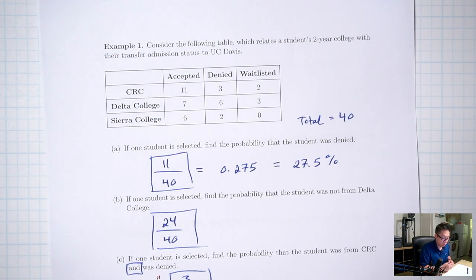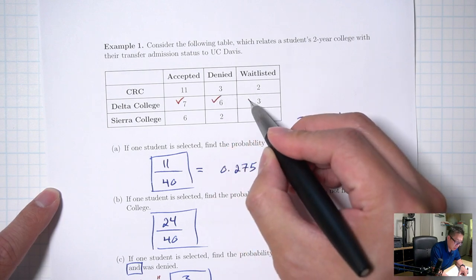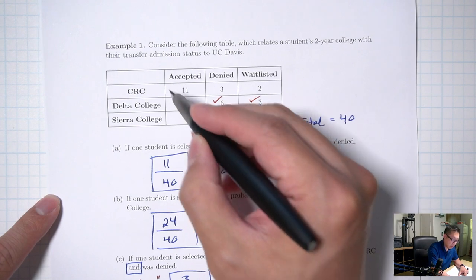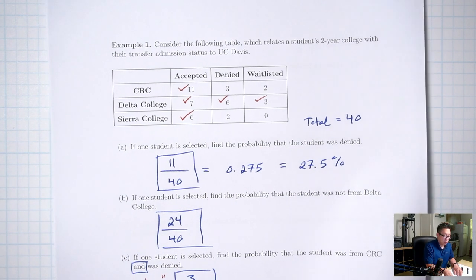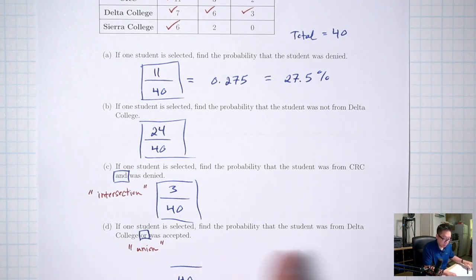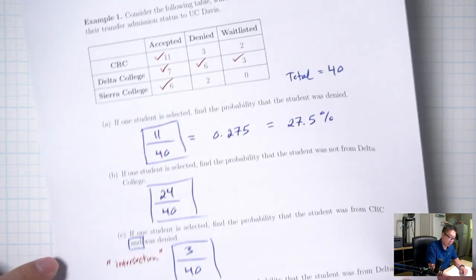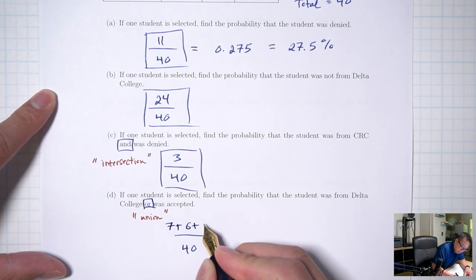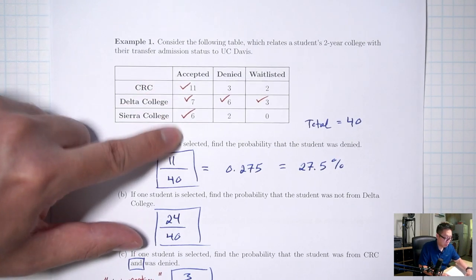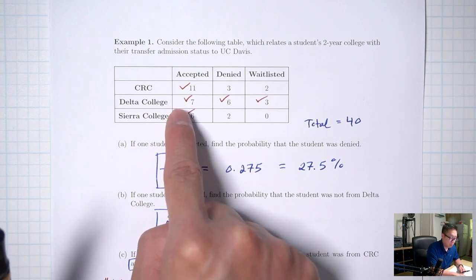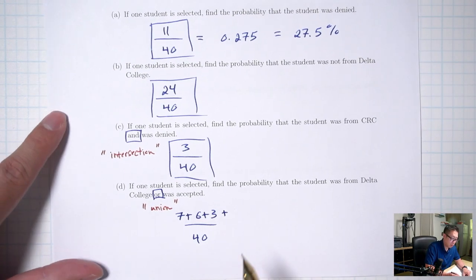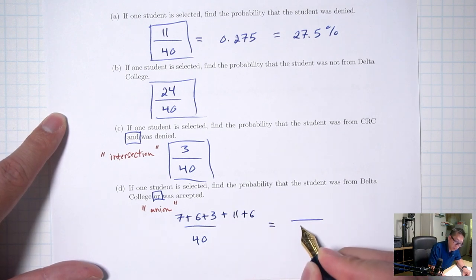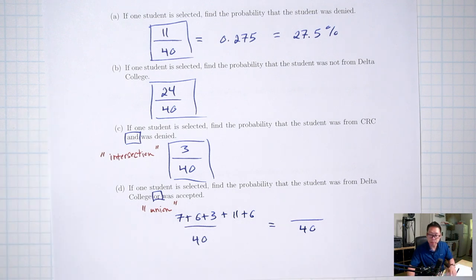And so what I want is the delta numbers, which are 7, 6, 3, union with the accepted numbers, which is 11, 7, 6. And I don't want to count the 7 twice. So the way you do this is, usually I just start with the first set, which is Delta College. So 7 plus 6 plus 3. And then add on the accepted numbers. But remember not to count the number that you counted already with the Delta numbers. So for accepted, just the 11 and the 6. Because the 7 I already got when I added the delta numbers. So just 11 and 6. Okay, bottom still 40. Up top, 7 plus 6 plus 3, plus 11 plus 6. And that's 33.